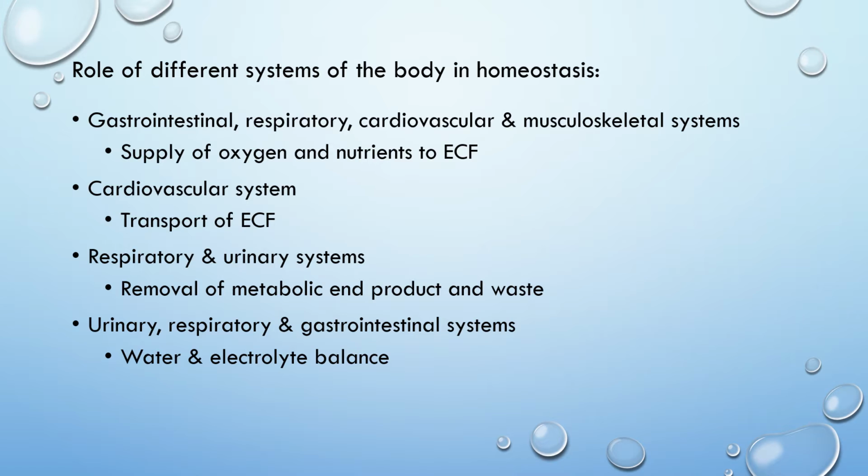In order to maintain homeostasis, a few body systems work together. For example, to supply oxygen and nutrients to the ECF, the gastrointestinal, respiratory, cardiovascular, and musculoskeletal systems work together. To transport the ECF, we need the cardiovascular system. To remove metabolic waste products, we use the respiratory and urinary systems. To maintain water and electrolyte balance, the urinary, respiratory, and gastrointestinal systems work together.